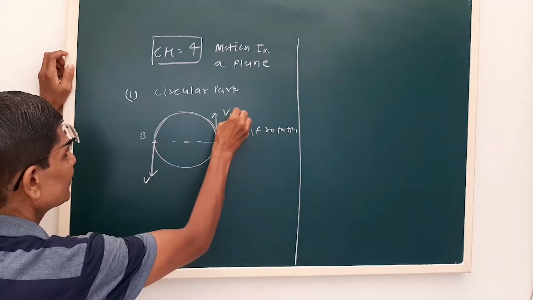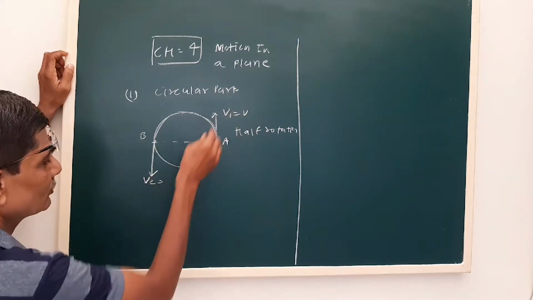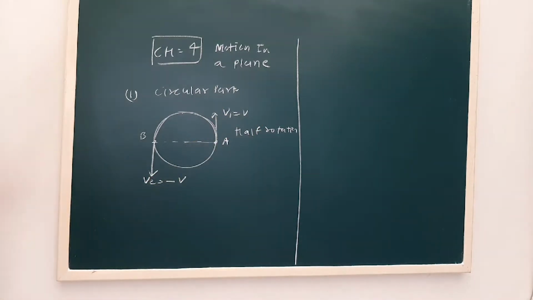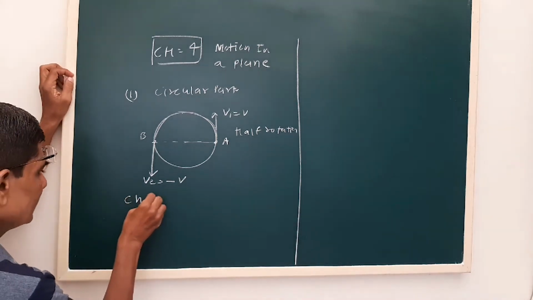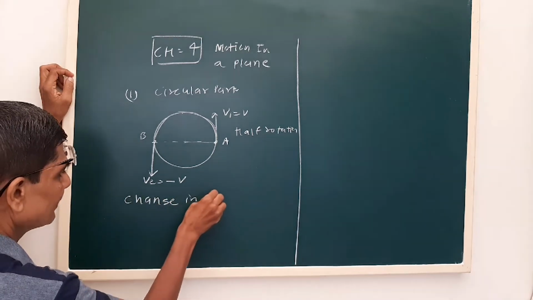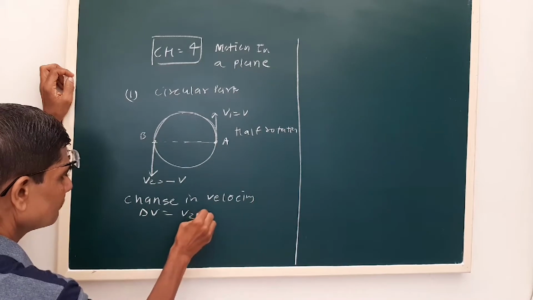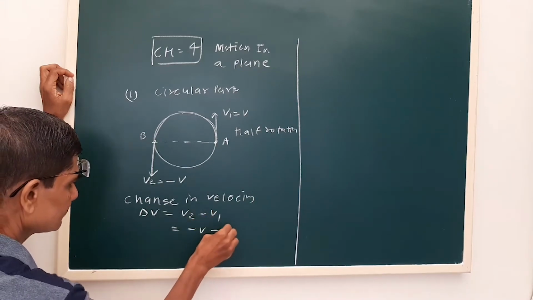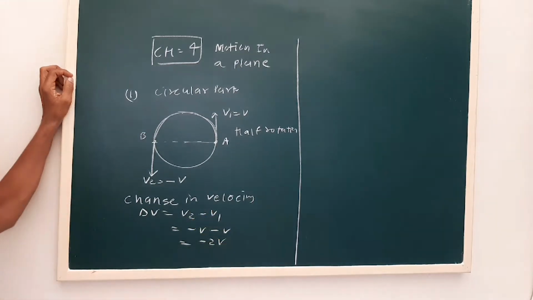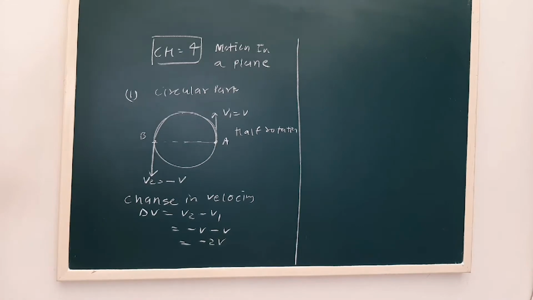So our V1 is V. It is in the opposite direction, so V2 will be minus V. We have to calculate the change in the velocity. So change in velocity, delta V, is V2 minus V1. So the change in velocity will be minus 2V.